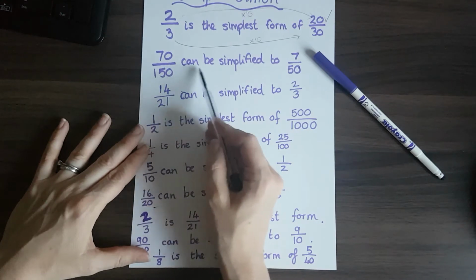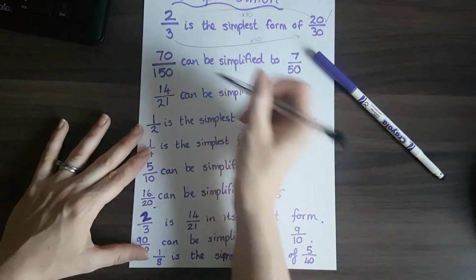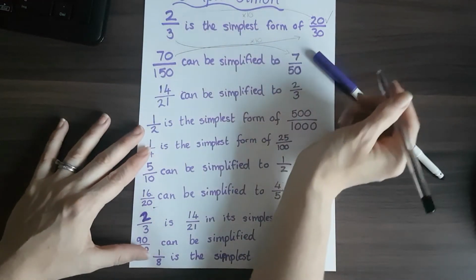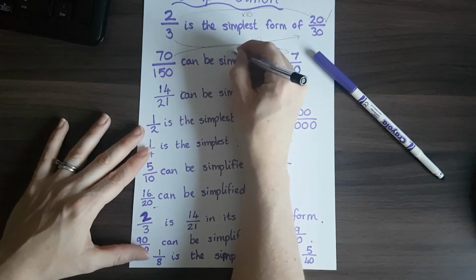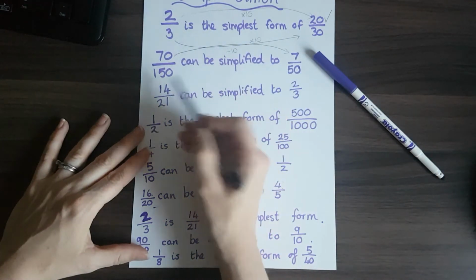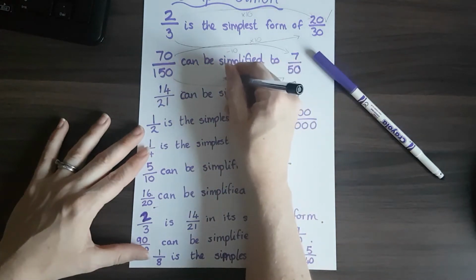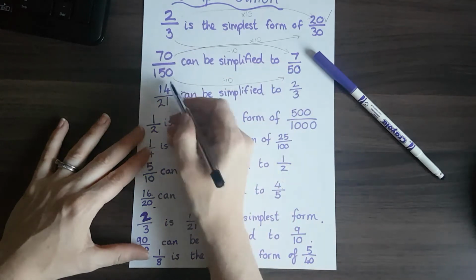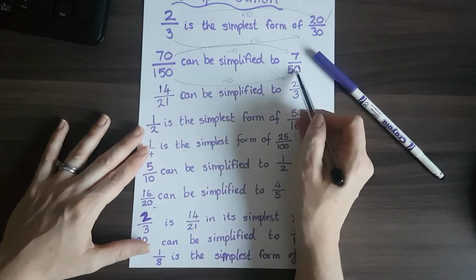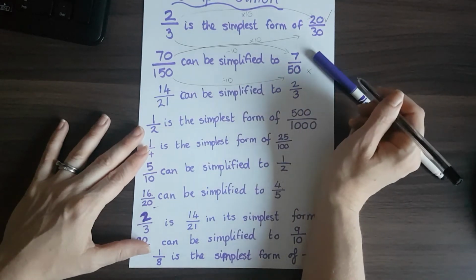70 over 150 to 7 over 50. Well, to get from 70 to 7, you have divided by 10. So if you've divided by 10 on the top, you also need to divide by 10 on the bottom. 150 divided by 10 would be 15, not 50. So I think that one there is false.